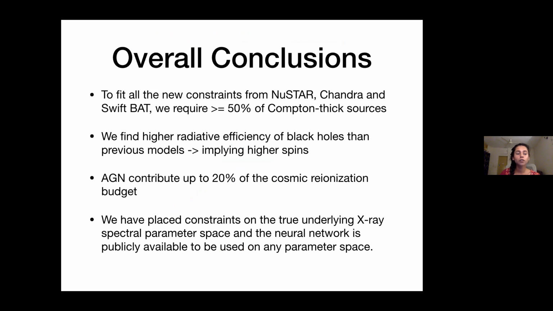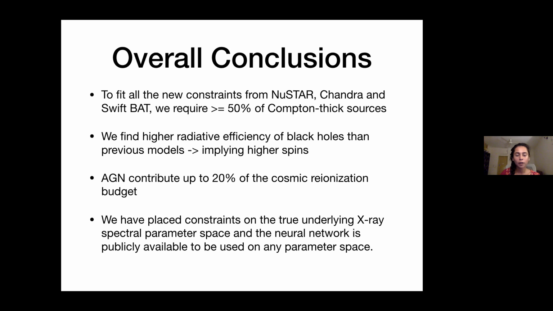So the overall conclusions from this work about the CXB are that we require about 50% of AGN to be Compton-thick, within a ratio of 0.1, and then higher radiative efficiency. We find higher radiative efficiency than previous work, and AGN can contribute up to 20% of the cosmic reionization budget. And at most, we can place strong constraints on AGN spectral parameters using the CXB.